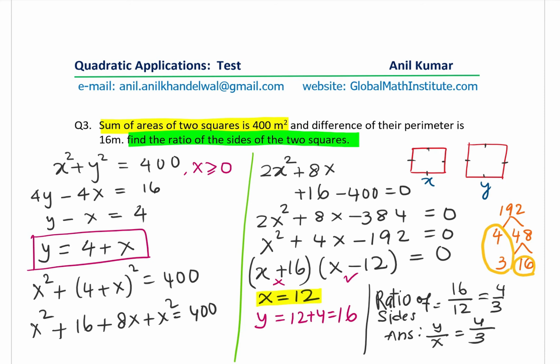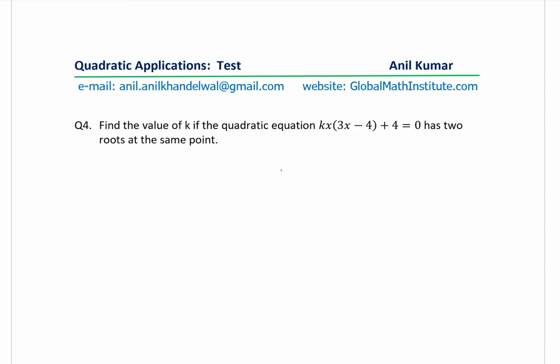Is that clear to you, right? Let's take up the last question now, which is find the value of k if the quadratic equation kx times 3x minus 4 plus 4 equals to 0 has two roots at the same point. Now, what does that mean? Has two roots at the same point. What does this mean? That means we have exactly one real root.